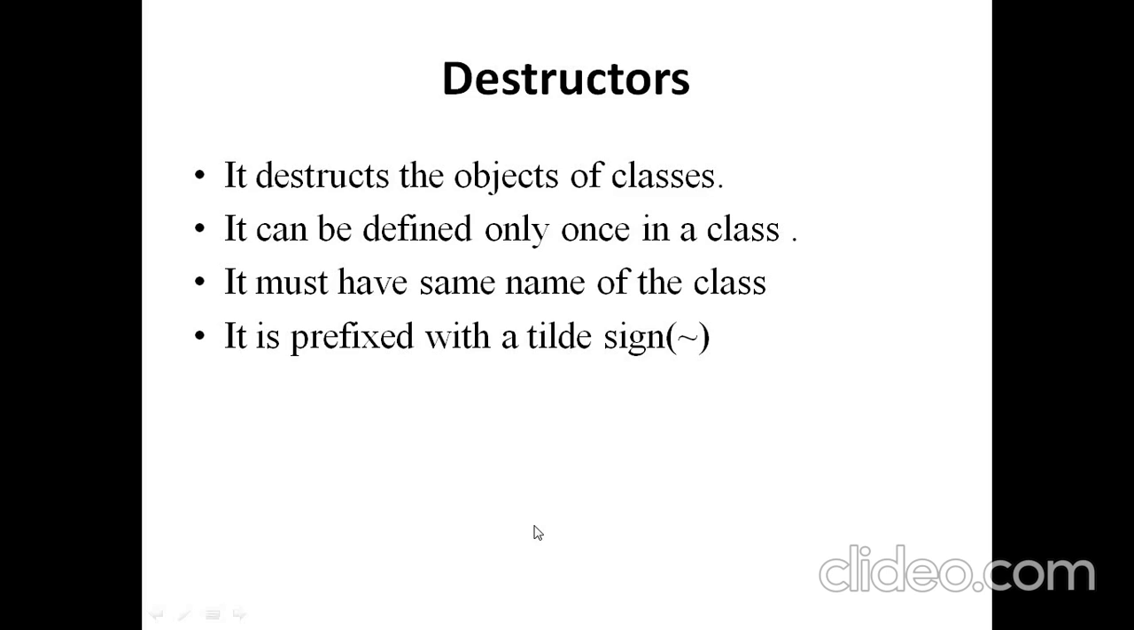For what purpose are we using the destructor? We have to destruct the objects after completion of the program, and that will be done automatically by the compiler. It can be defined only once in a class. It must have the same name as the class, like a constructor. How do we show the difference between constructor and destructor? By using the tilde operator. It is prefixed with a tilde sign.